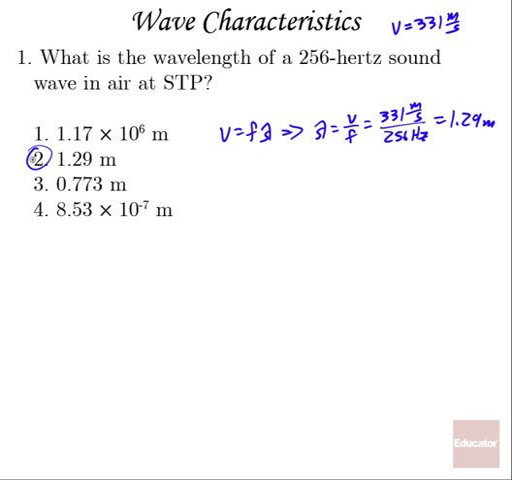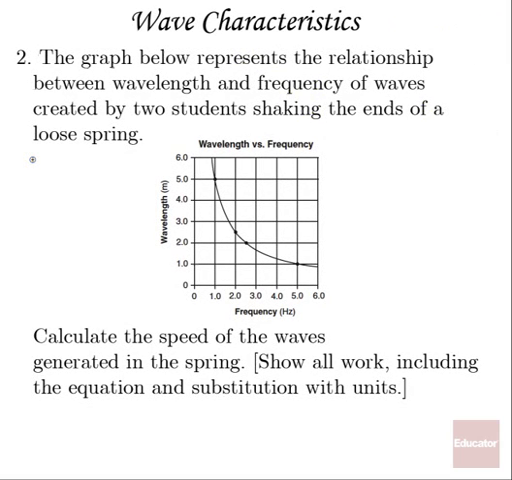Answer number 2. Number 2, the graph below represents the relationship between wavelength and frequency of waves created by two students shaking the ends of a loose spring. Calculate the speed of the waves generated in the spring. Well, we have a couple different points we could use here, but all of these should follow our wave equation, v equals f lambda. So I can solve here for v by picking a couple points.